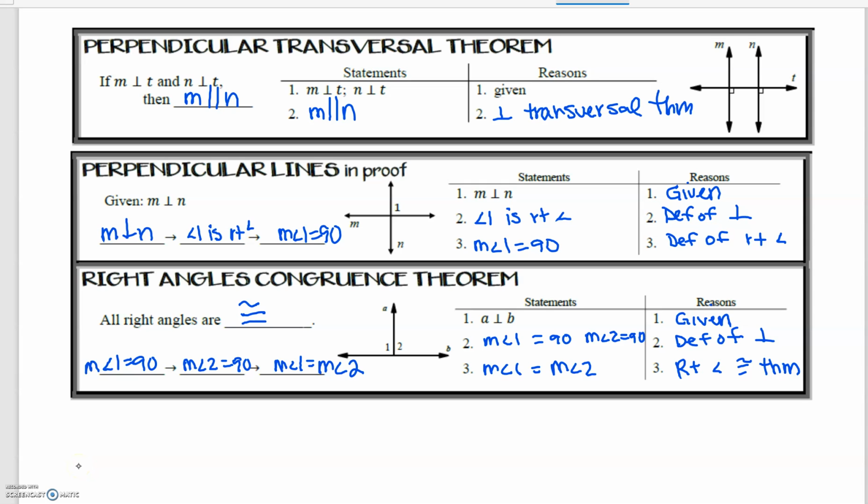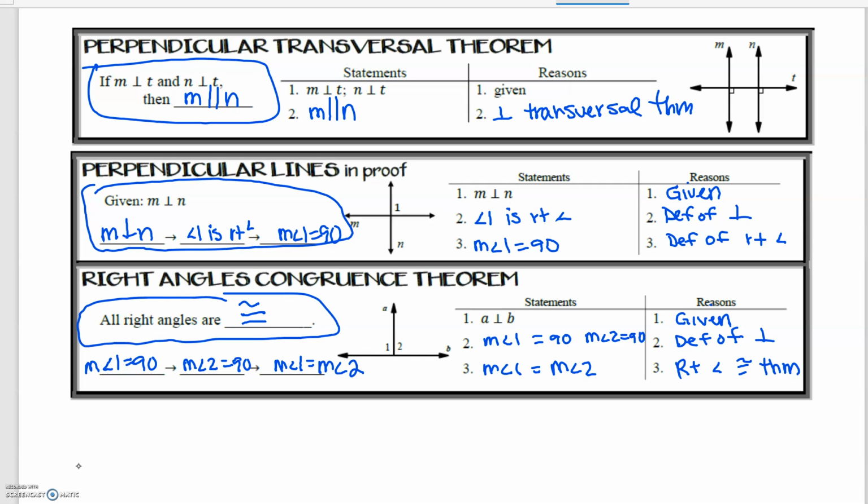So you don't really need to get these down word for word, step by step in the proof. But basically, perpendicular transversal theorem, this is what you mainly need. And all of these is just that first piece. So if you have lines perpendicular to the same line, then those lines will be parallel. Perpendicular lines form right angles. And then right angle congruence theorem just says that all right angles are congruent. Because they're all 90, they're all congruent to each other. So those are the main pieces to remember about those. You don't have to get down all of those step-by-steps in those little mini proofs.